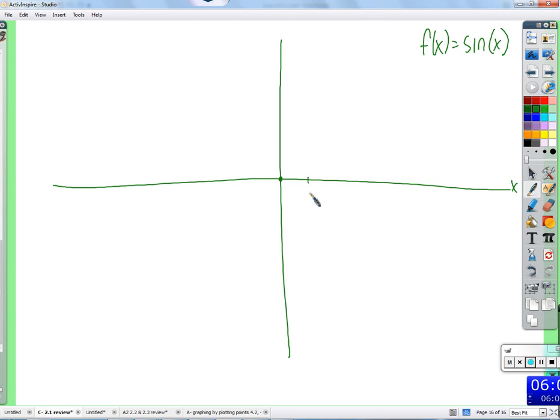Now let's go out to pi over 2. And 1. How about over to pi? 0. Okay. 0. Where is this? What's the angle? 3 pi over 2 does go down to negative 1. Over here, what's this angle? 2 pi. And what's the sine? 0. 0. Okay.